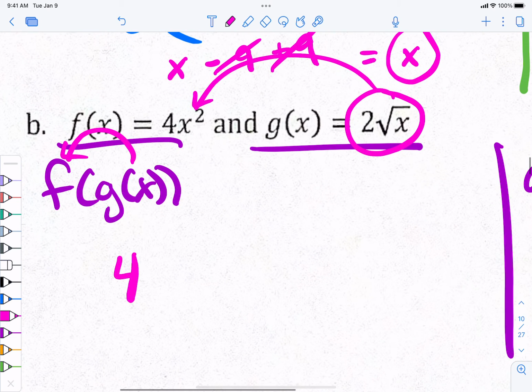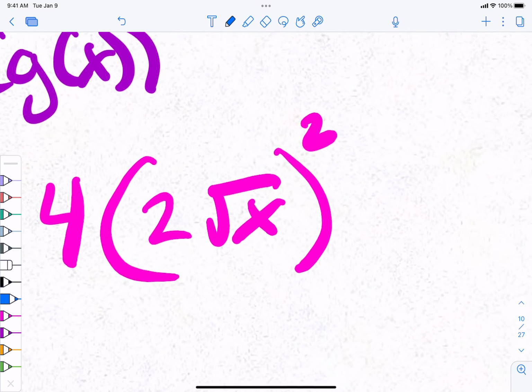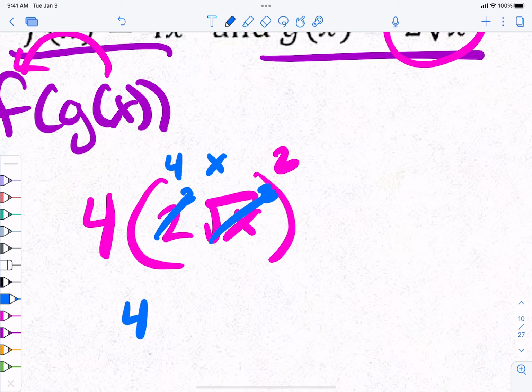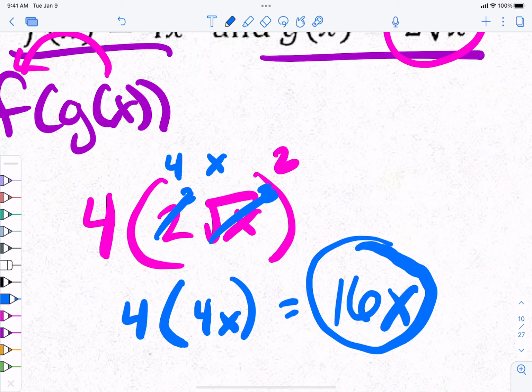4 times 2 square roots of x squared. Okay, now how do we square the 2 square roots of x? 2 squared is 4. What's the square root of x squared? It's just going to be x. So this is 4 times 4x, right? Which is 16x.